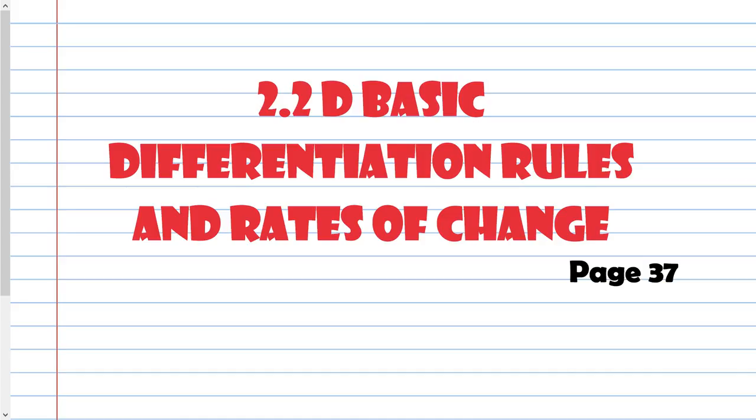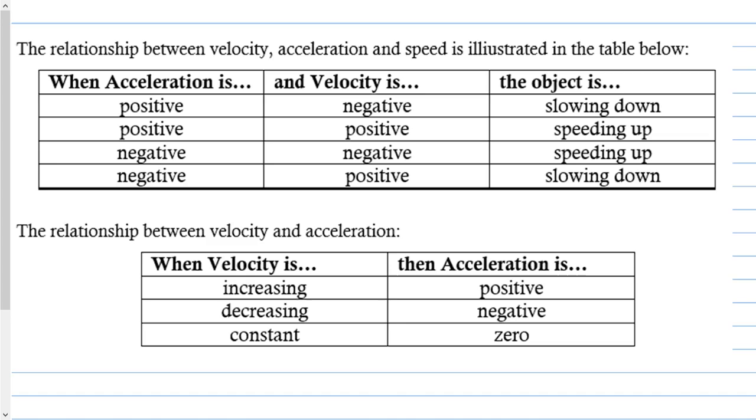4.2D, basic differentiation rules and rates of change, page 37 on your notes. So more about particle motion. I have some tables here that break down what happens when acceleration is positive, what our velocity is, and what our object is doing as far as speed.